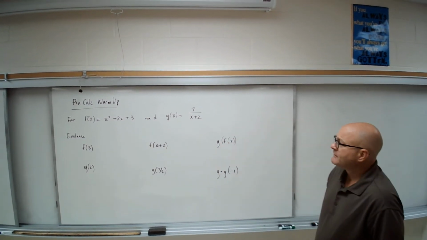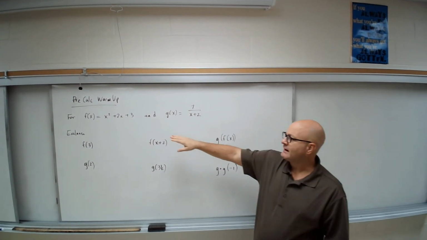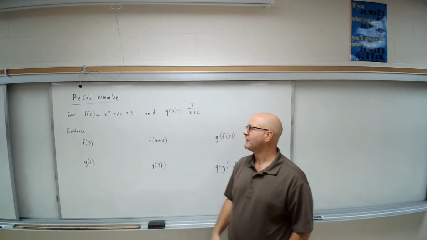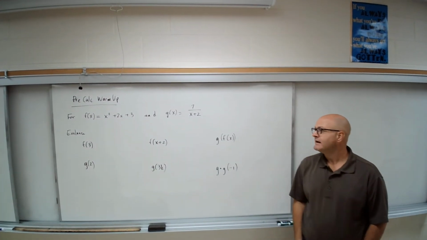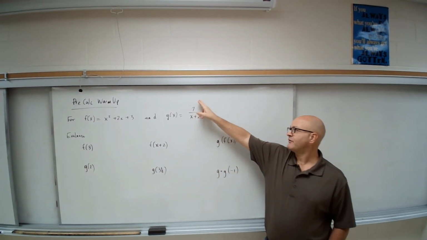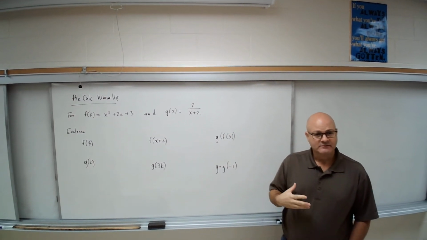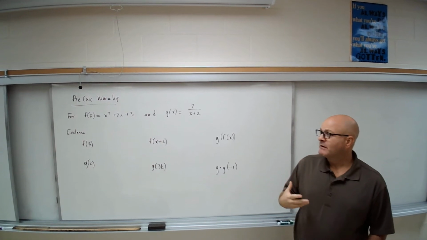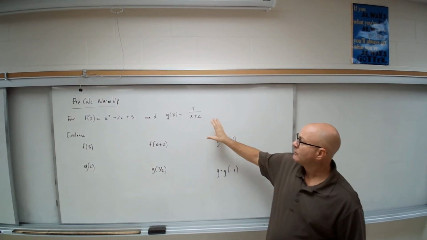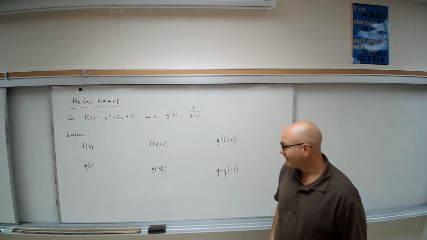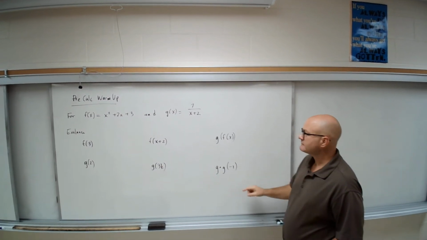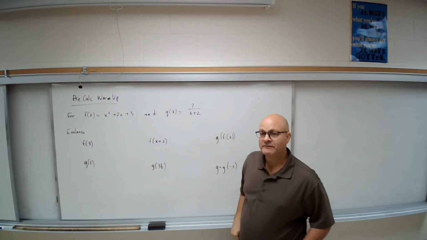Okay, so for our warm-up today, we just have two functions in function notation. f of x equals x squared plus 2x plus 3, and then g of x equals 7 divided by x plus 2. We're just going to evaluate some functions. Remember that when I see the rule g of x equals 7 over x plus 2, this tells us some information here.